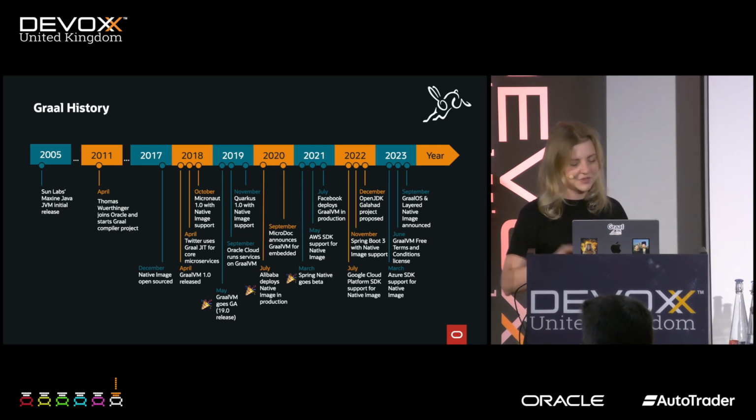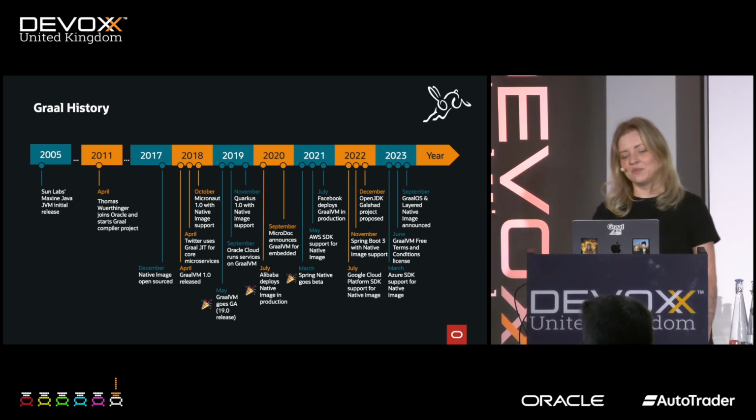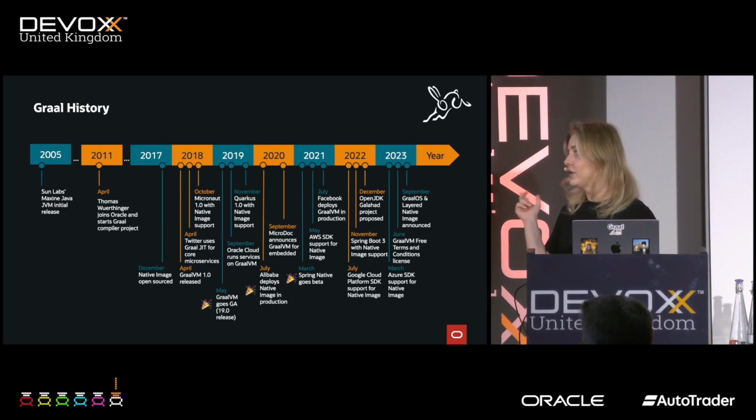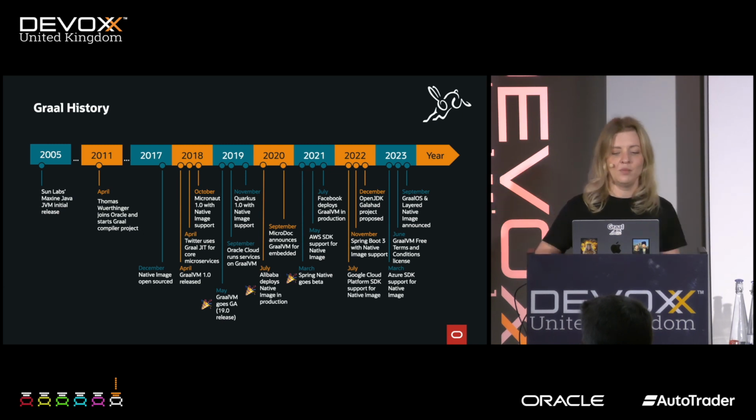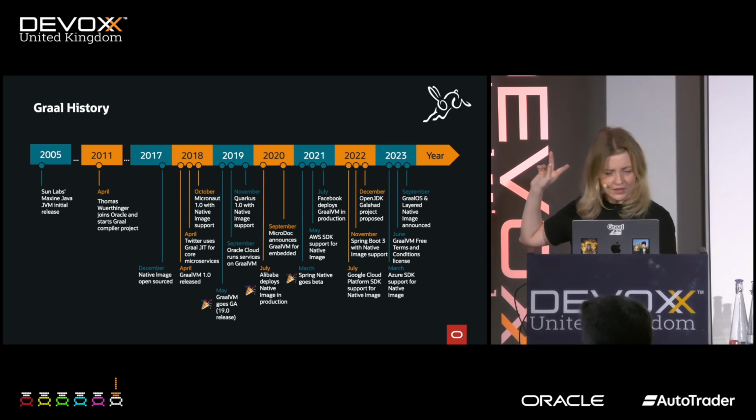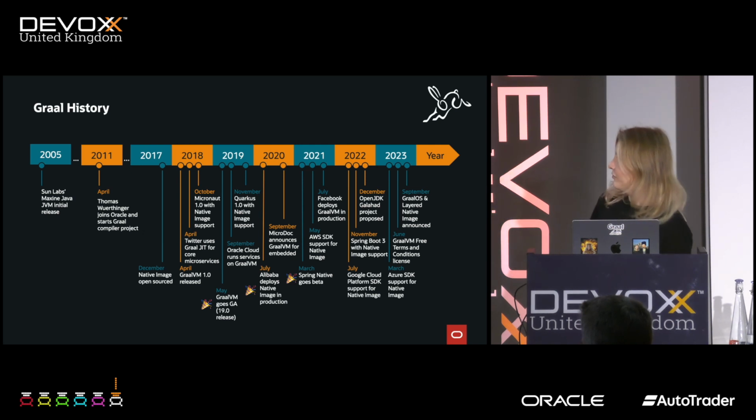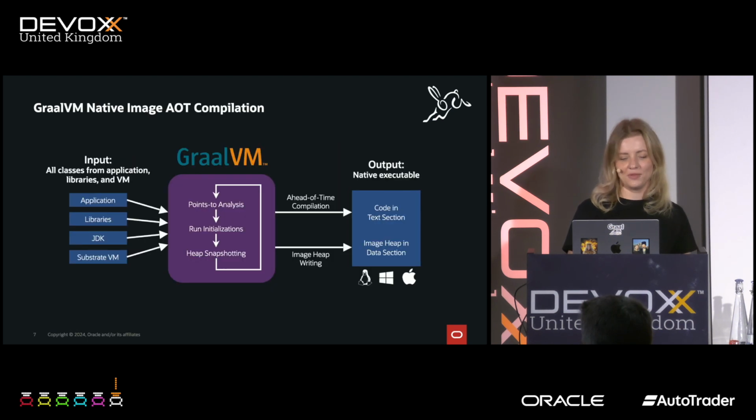And I love Spring and Spring Boot. So I was very happy to see in 2021 when Spring Native went live. Since 2021, you could have been building Spring applications natively with GraalVM, and then it went even GA in 2022, I think. So yeah, a lot of exciting steps along the way and a lot of history that we have to share with you.